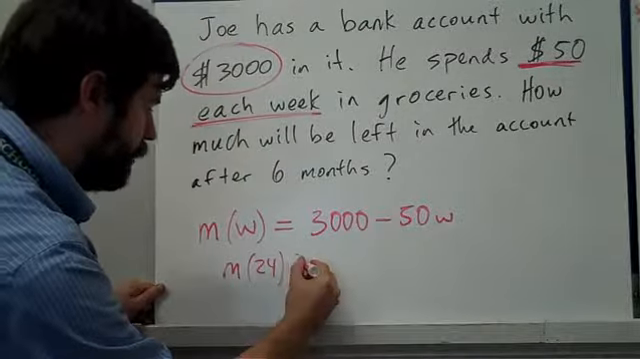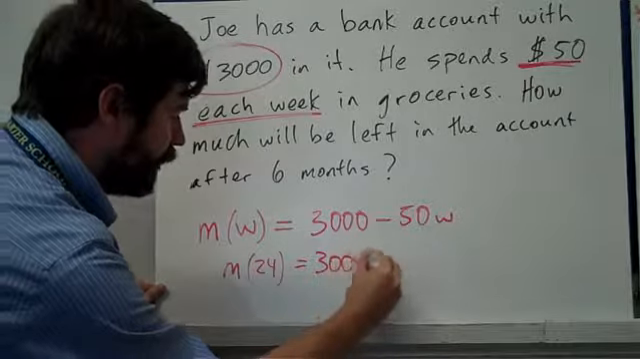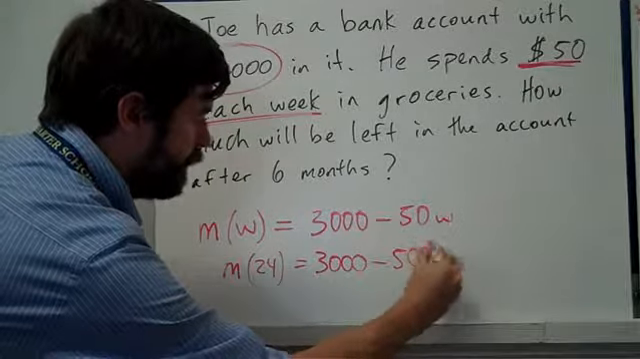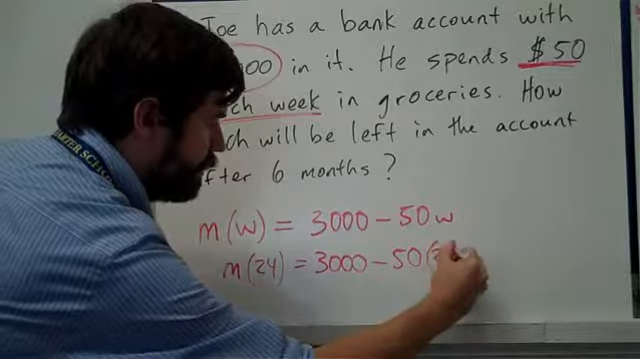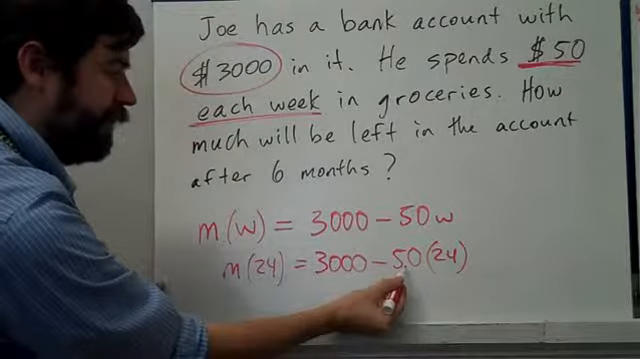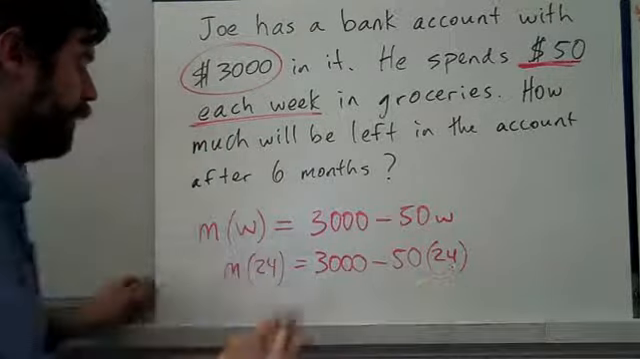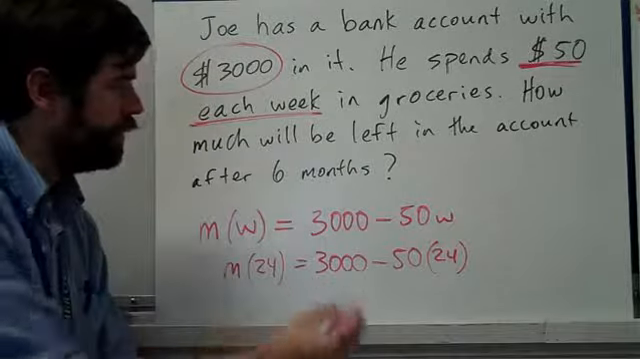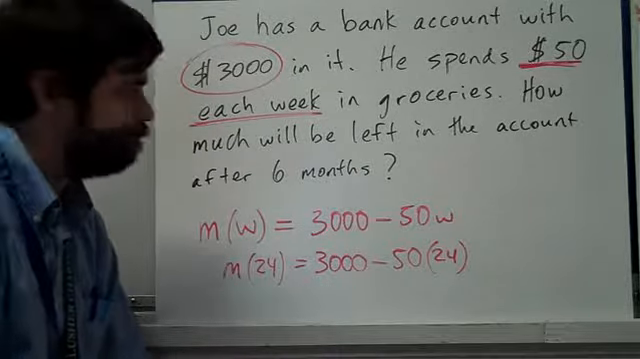And that's going to be equal to $3,000 to start minus $50 times 24 weeks. $50 per week times 24. And I'll leave that to you to calculate the rest of it. That's it.